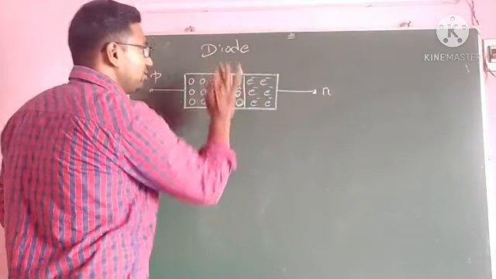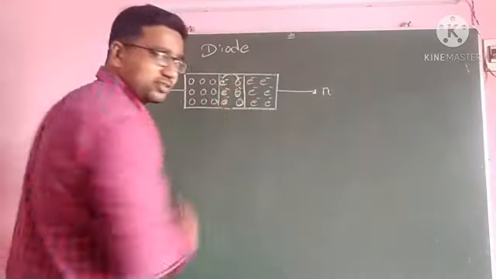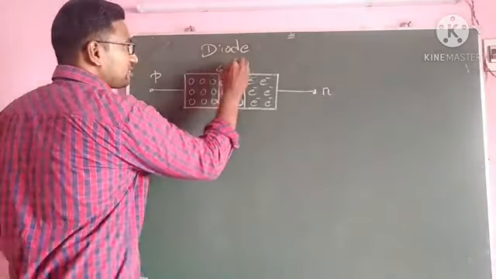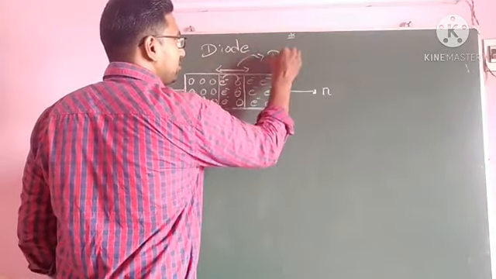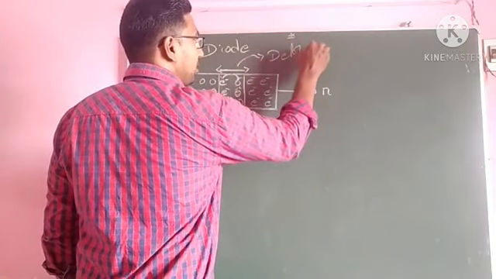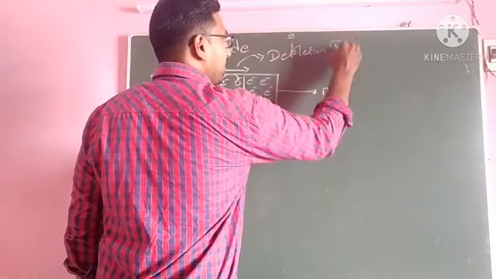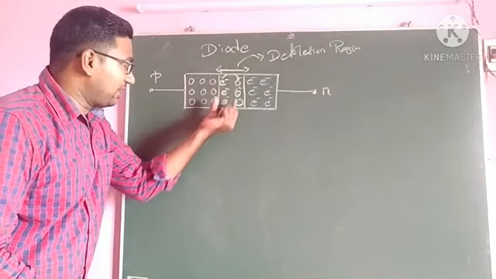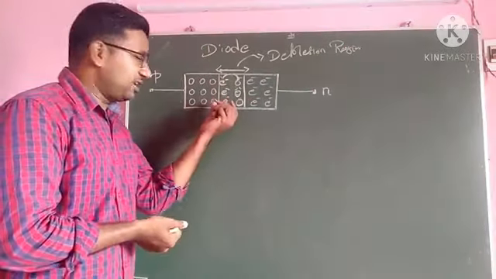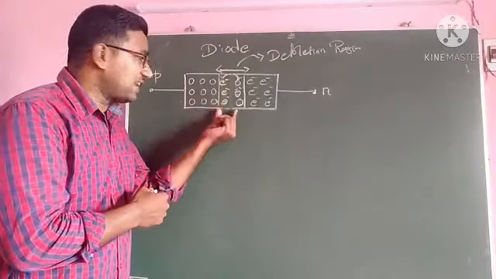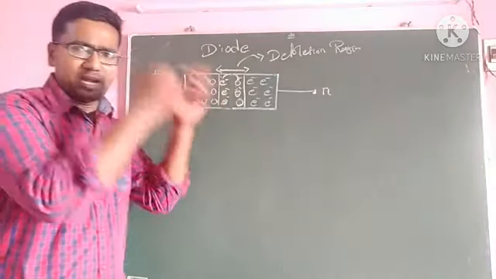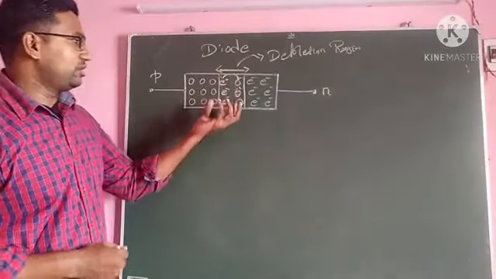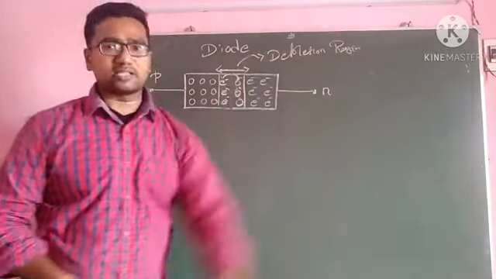So this region is called the depletion region. The constant potential is provided through this because the atoms cannot move. These are immobile atoms. These immobile atoms provide a constant potential like a battery. So this region is called a depletion region.